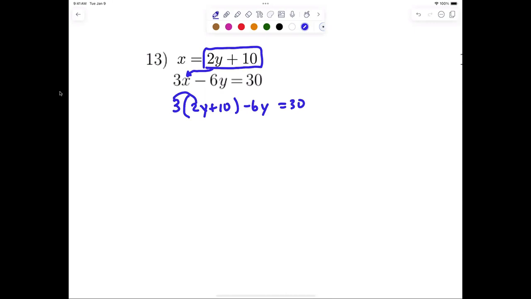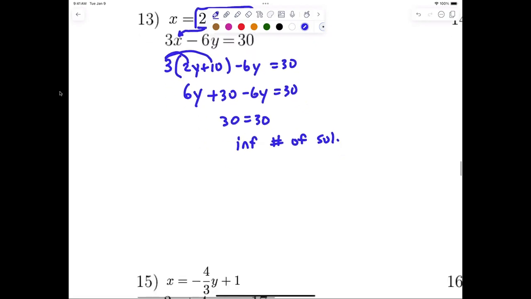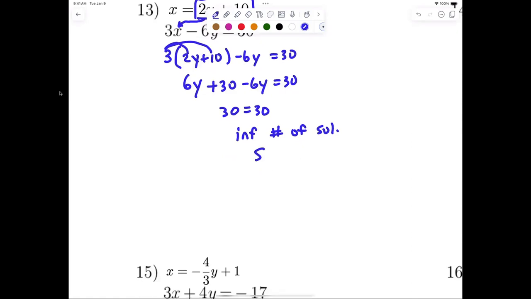Distributing. Uh-oh. What happens to the 6y's? So now, technically, you have 30 equals 30. So I always tell kids, if it's a true statement, that means there's an infinite number of solutions. Infinite number of solutions. And under infinite number of solutions, I want you to tell me that it is the what? It is the same line.